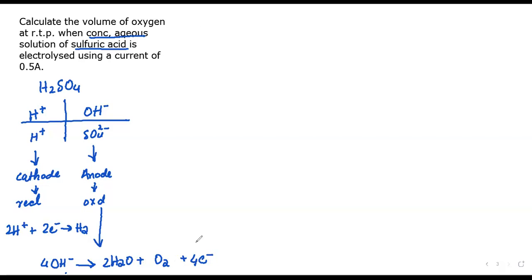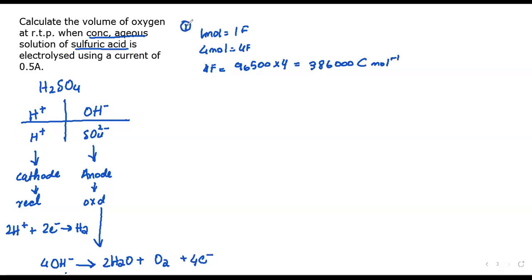Now, after that, 1 mole is equal to 1 Faraday. 4 moles is equal to 4 Faraday. So 4 Faraday is equal to 96,500 multiplied by 4. That gives me the answer of 386,000 coulombs per mole. Step number 1 was to calculate how much charge is required.